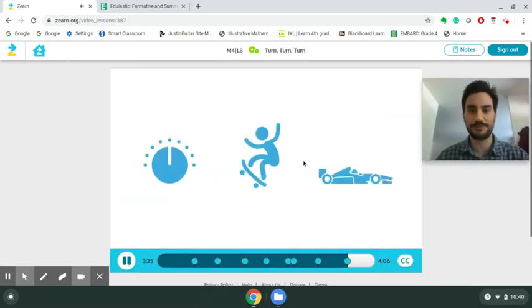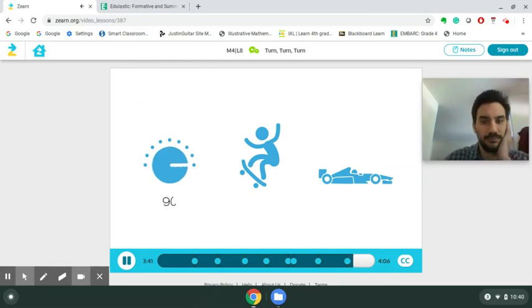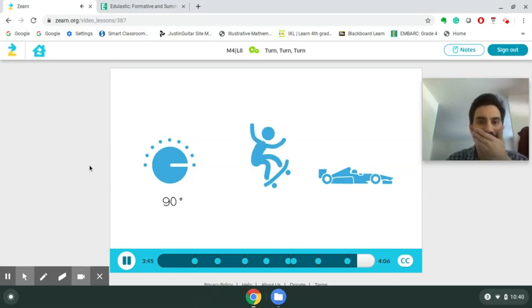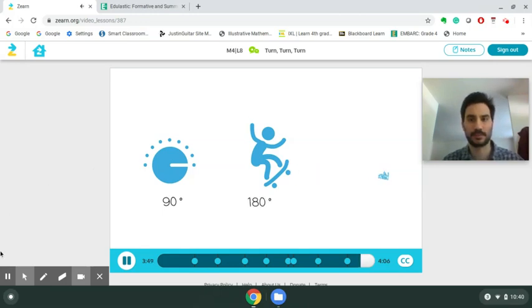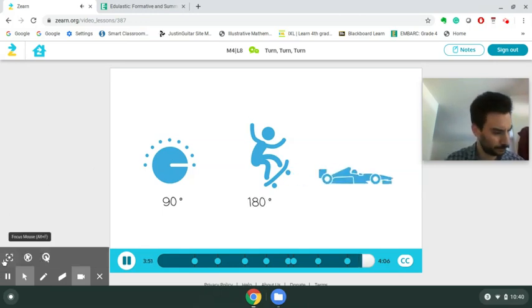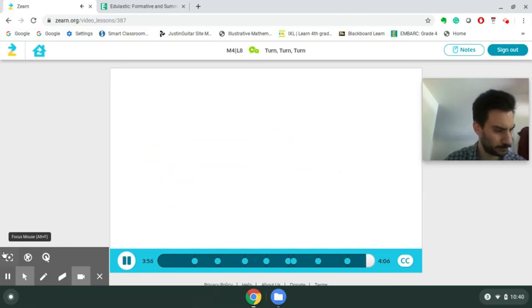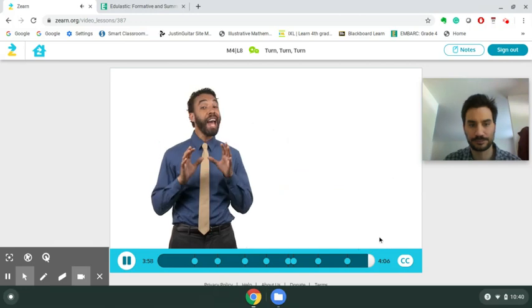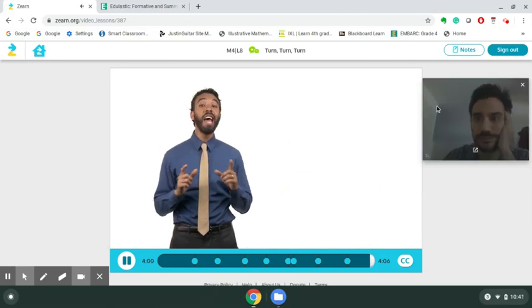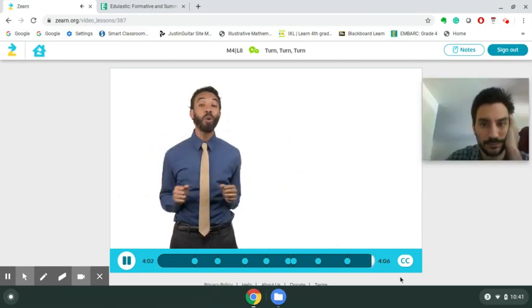Nice job. If a chef adjusts a knob on the stove 1/4 turn, the knob turns 90 degrees. When a skateboarder spins around to face the other way, she turns 180 degrees. When a car spins all the way around in a circle, it turns 360 degrees. I love it. Today, we explored angle measurements as turns and saw that there are angles all around us.